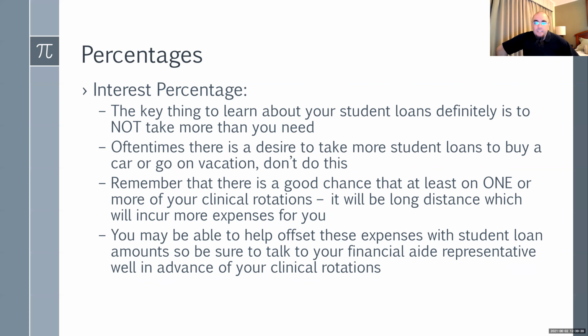Remember that there's a good chance at least one or more of your clinical rotations will be long distance, which means you're going to incur more expenses. You may be able to help offset these expenses with student loan amounts, but you'll have to talk to financial aid about this because I'm not a financial aid specialist. Obviously, I'm just talking about the loan percentages and stuff. But definitely talk to your financial aid rep. They may be able to help provide you with some options while you're on your clinical rotations to offset the lack of income you're bringing in.